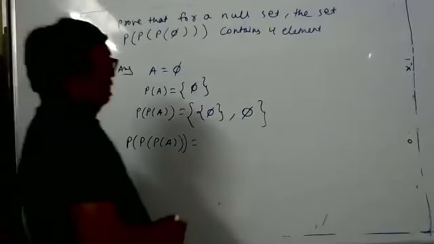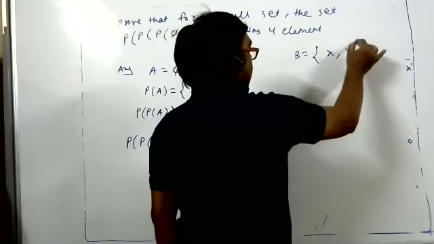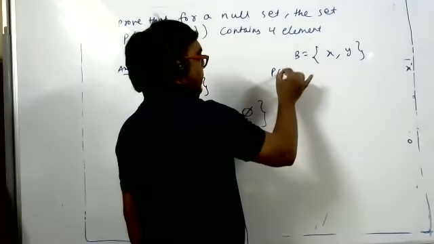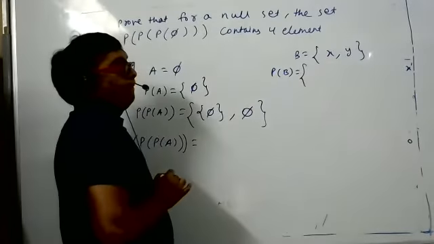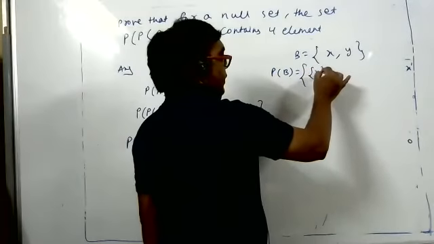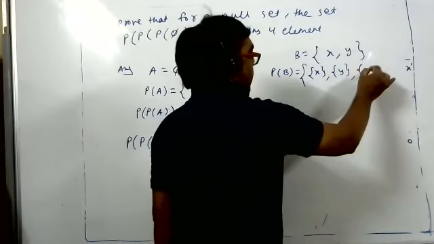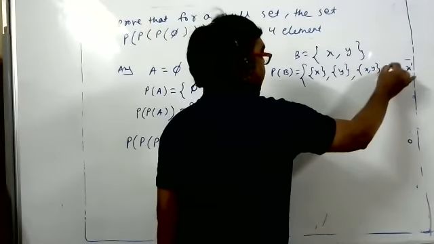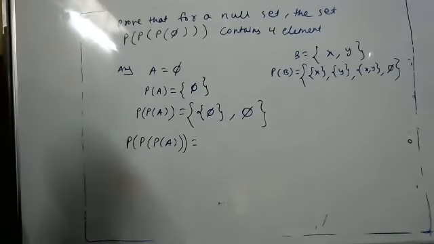Suppose I have one set B = {X, Y}. What is the power set of this? Tell me properly. The power set is: {X}, {Y}, {X, Y}, and the null set. All of you agree or somebody disagrees? Agree, sir.